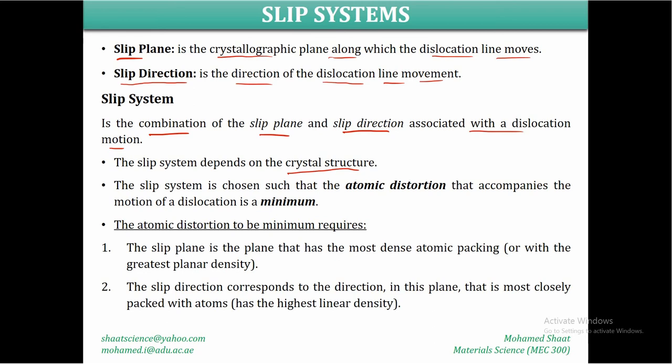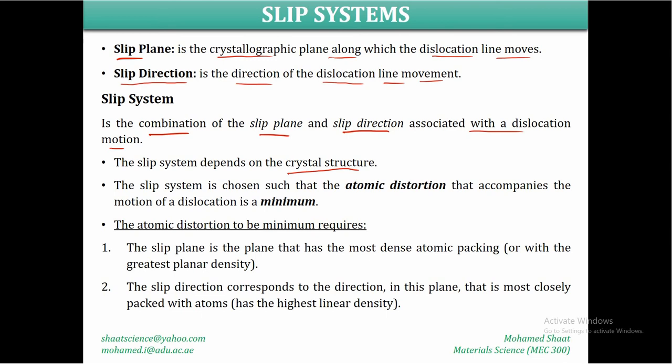So the slip direction and the slip plane, it is one specific plane and one specific direction, or it could be multiple planes or multiple directions that belong to a specific crystal structure, that identify how the dislocation is going to move inside the material microstructure, indicating that there is a plastic deformation. So there is a condition based on which we can identify the slip plane and the slip direction, or we can identify the slip system.